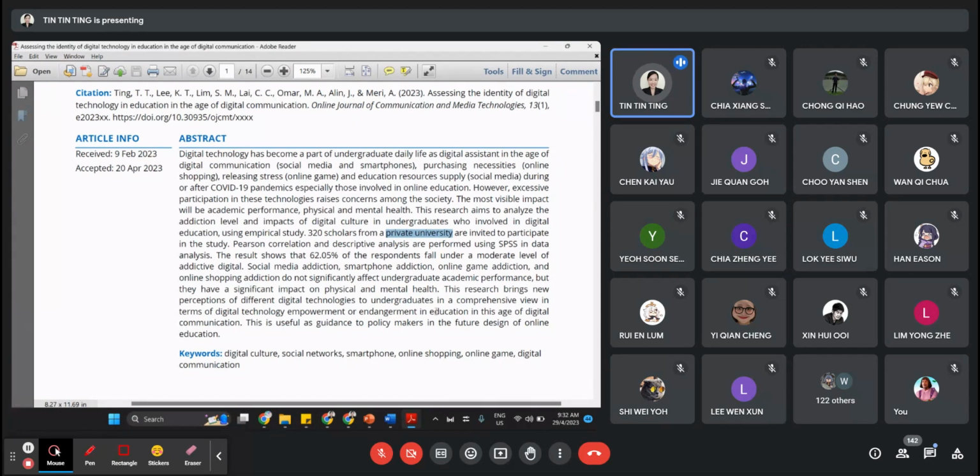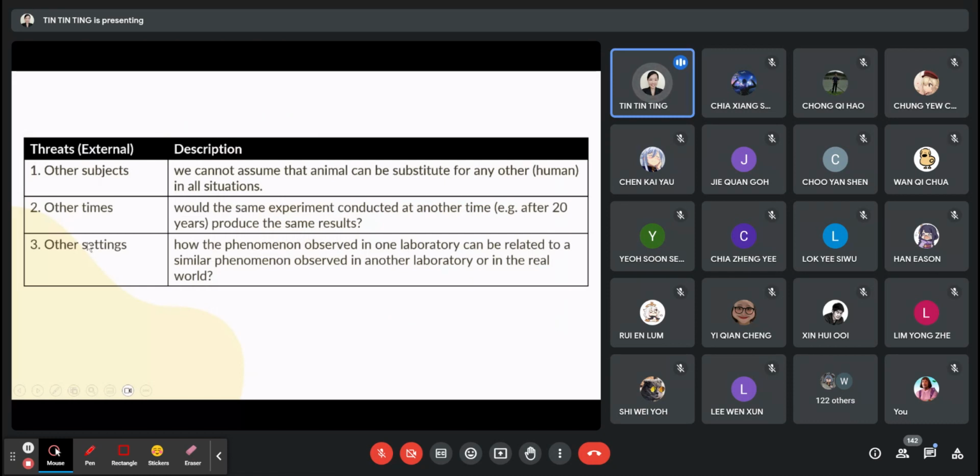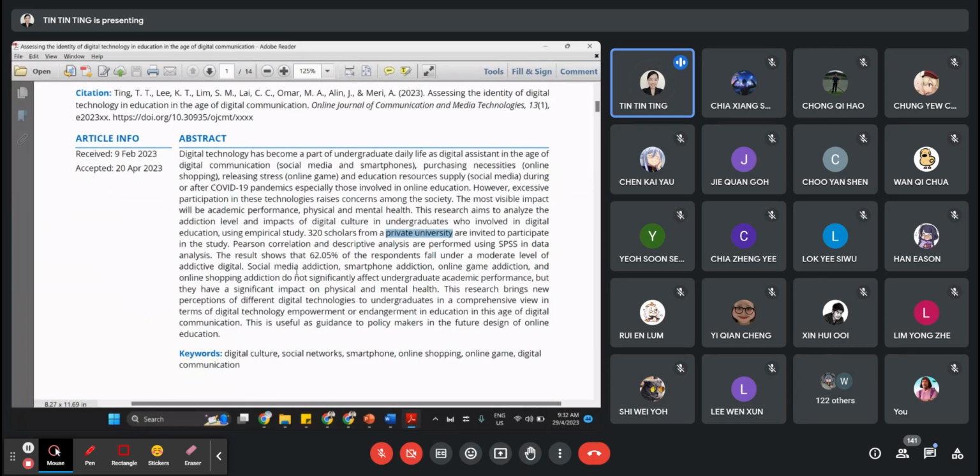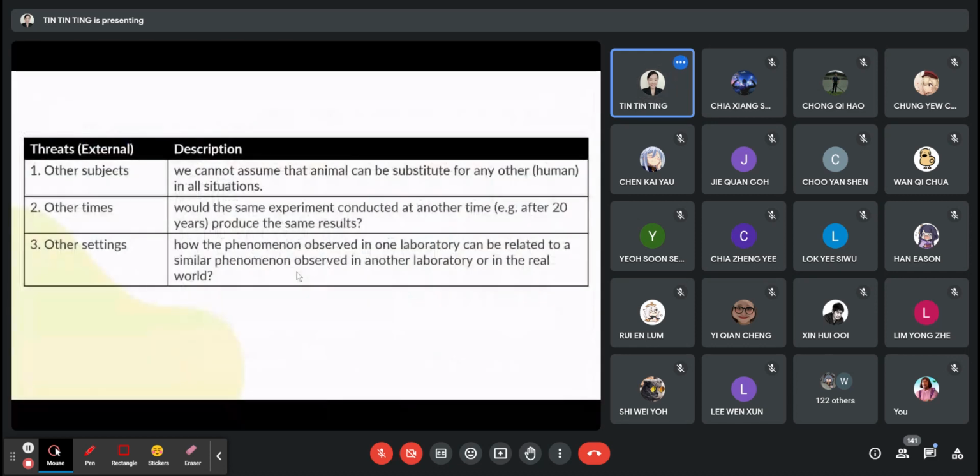If you want to carry out this research in another country, in a public university or in a primary school, different setting, right? Different subject, you will have to reconduct the research to prove that.